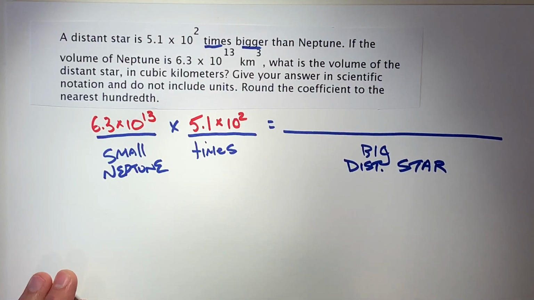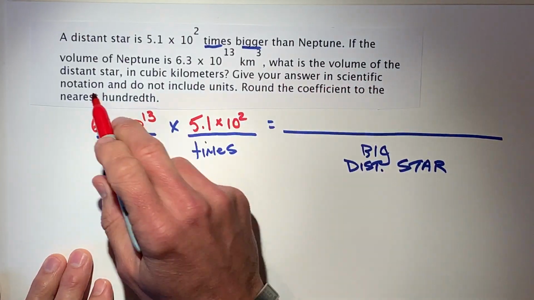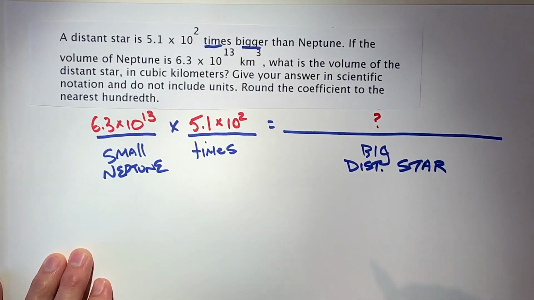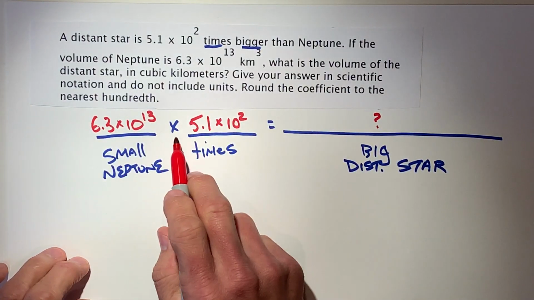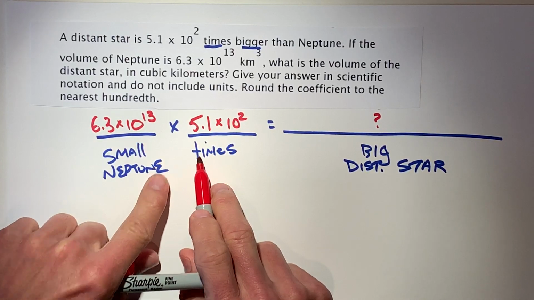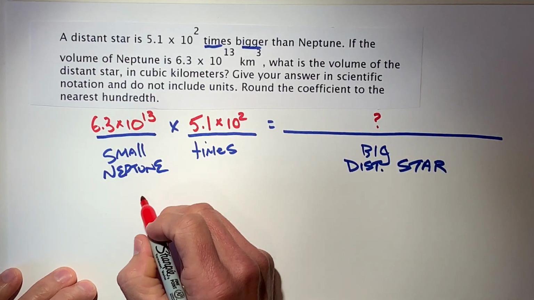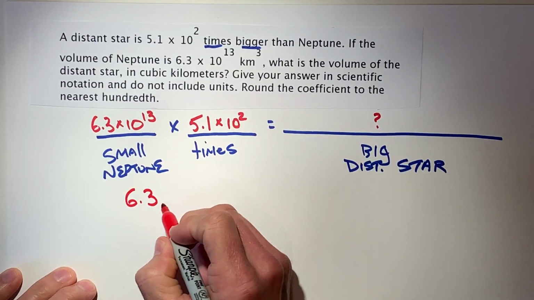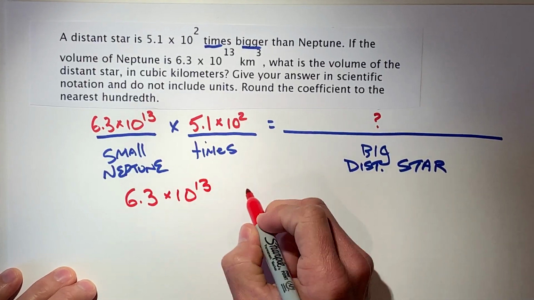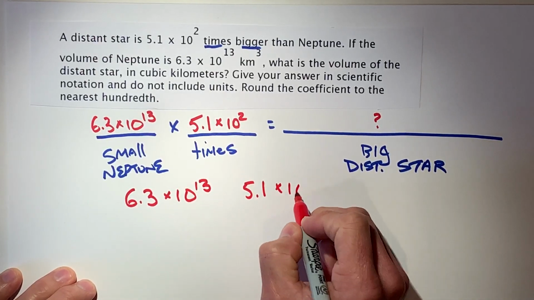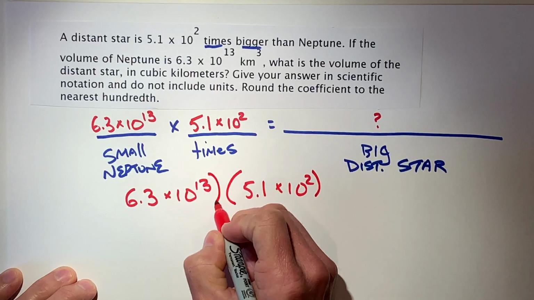All right, so now what is the volume of the distant star? What's the volume of the distant star? I think we have ourselves a question. So now without any key words, we do know that we're multiplying the two numbers they gave us. So here we go. I'm going to do 6.3 times 10 to the 13th and 5.1 times 10 to the second, and I'm going to multiply those.